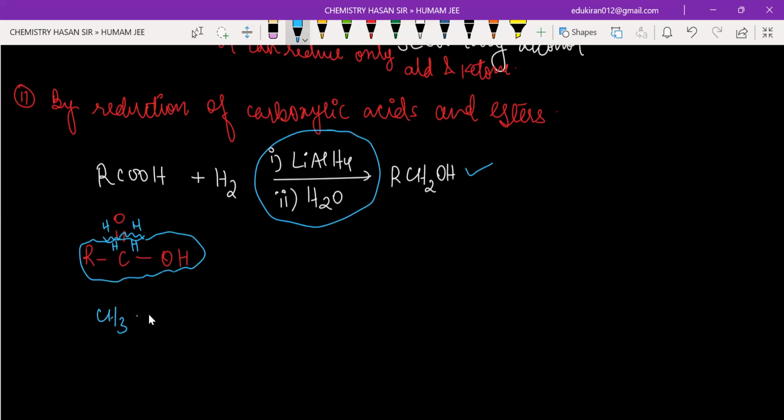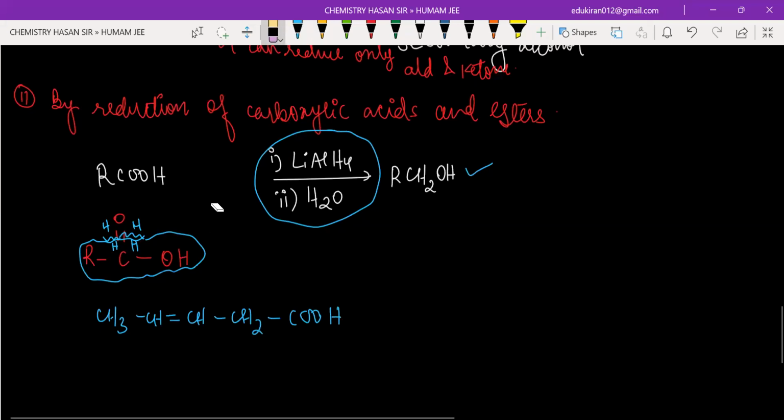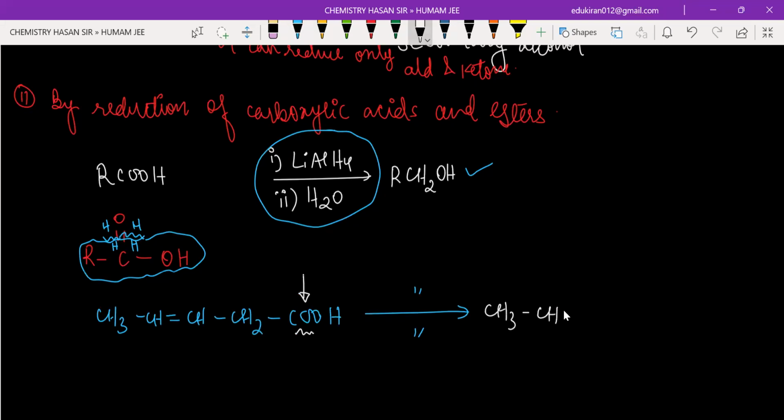So if someone is going to give you CH3, CH double bond, this, you don't need to think anything. Basically there is no hydrogen here. Only the reducing agent is enough. So what will happen? At the place of oxygen, there will be two hydrogens adding. So CH3 double bond will be as it is, CH2OH.